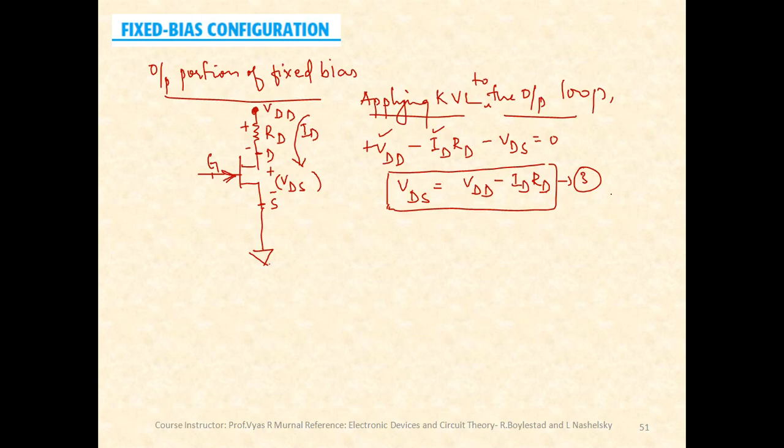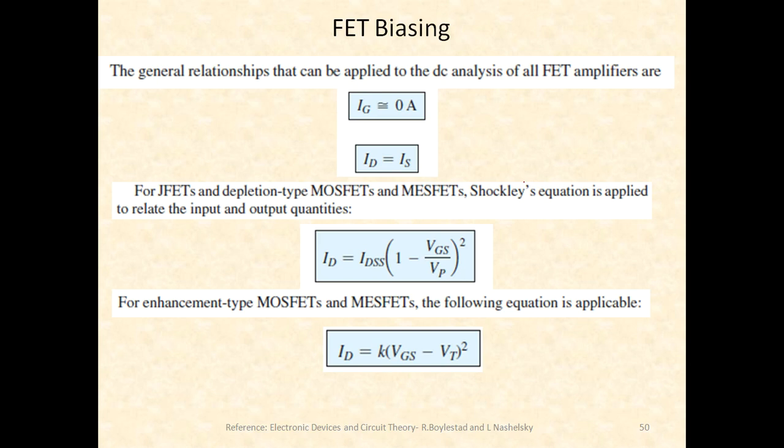So that was equation 1, equation 2, and finally equation 3. We are done with the fixed bias configuration. Very quickly, let us go through some of the points regarding FET biasing. These are already explained, but let us revise them. The general relationships that can be applied to the DC analysis of all FET amplifiers are: gate current is almost equal to 0. So when gate current is 0, then obviously drain current should be equal to the source current.